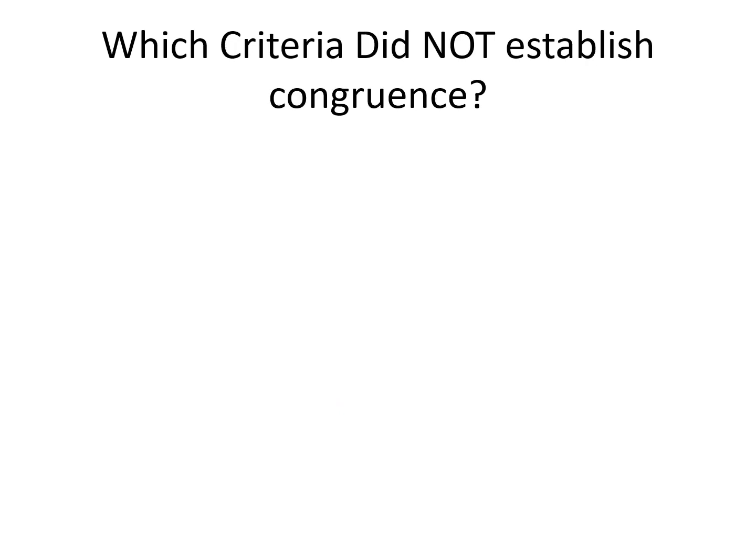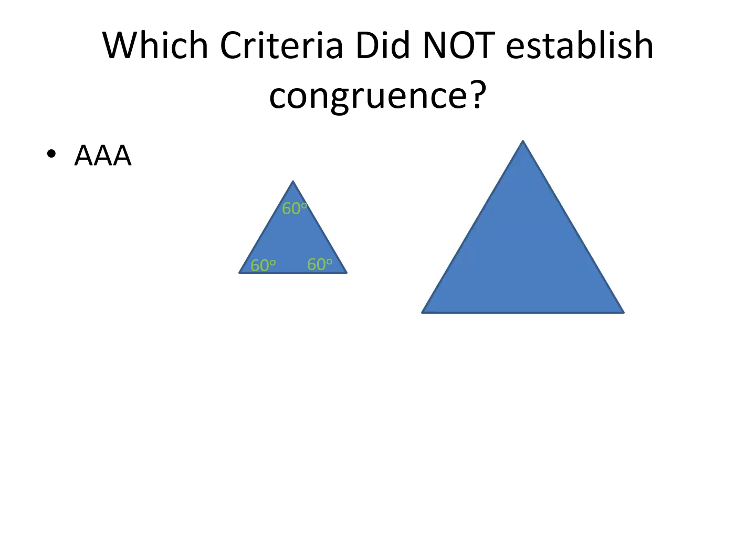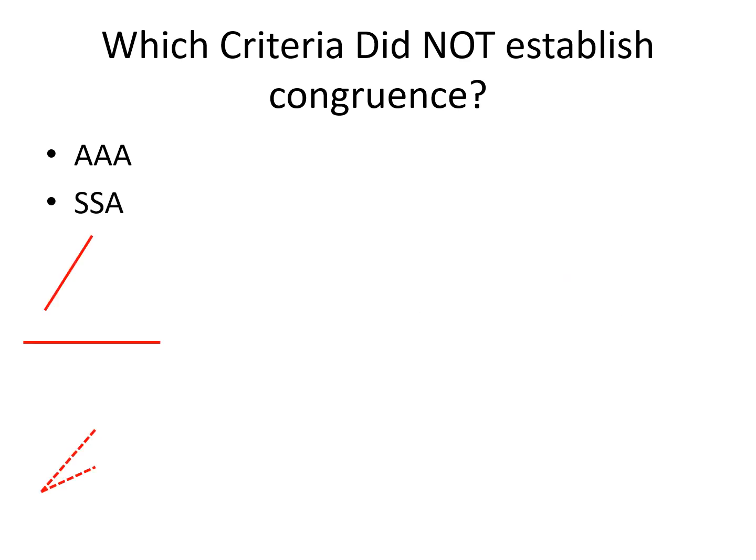So which ones don't establish congruence? The first one we have is angle angle angle. For these, all the angles would be 60 degrees, and this one would not work because no matter if the triangle is smaller or bigger, each of those angles could be 60 degrees. Therefore, they cannot be the same. Congruent means the same. We'll learn later that there is another term that we're going to call this. But angle angle angle here does not work for them to be congruent. And again, congruent means the same.